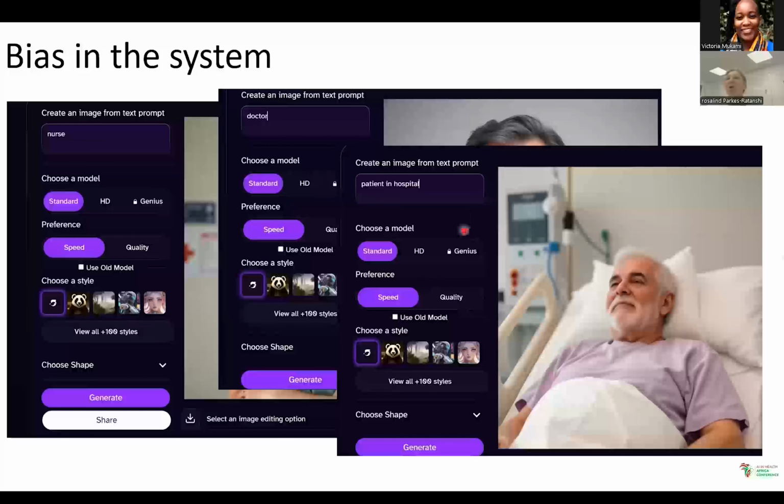But I'm sure you guys have done this before, which is to try and create pictures of different people. And still, things are getting a bit better. I did these about 6 months ago. And I tried to do a few more again recently, and things have improved a little bit. But in these images that I generated, one of a nurse, one of a doctor, and one of a patient in hospital.